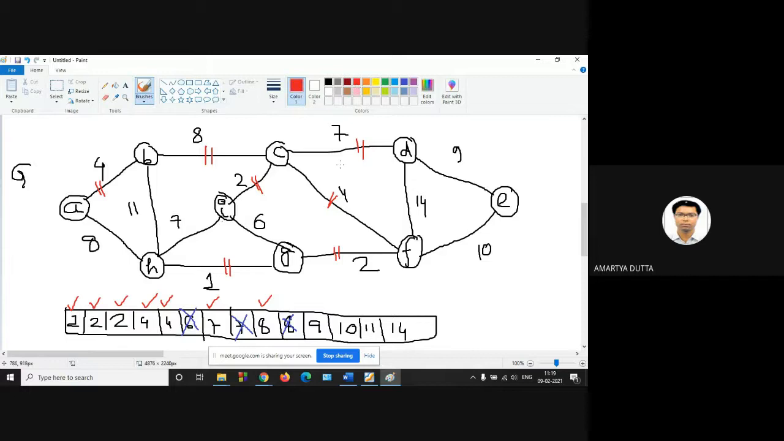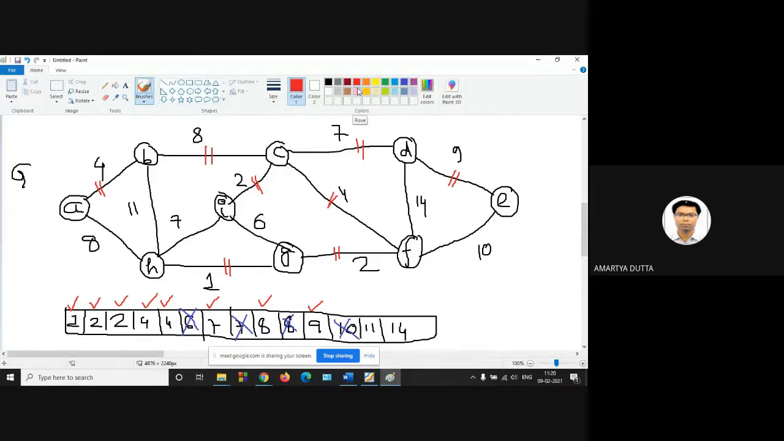Okay. Next one is 9. Which 9? We can take D, E. So we can take DE. Okay. Next one is 10. Which 10? You can't take E, F, because F, C, D, E forms a cycle. So omit this 10.